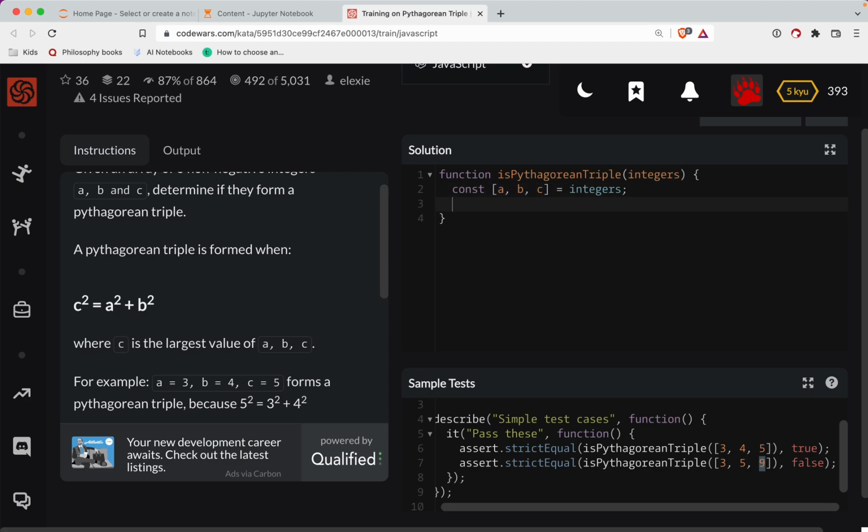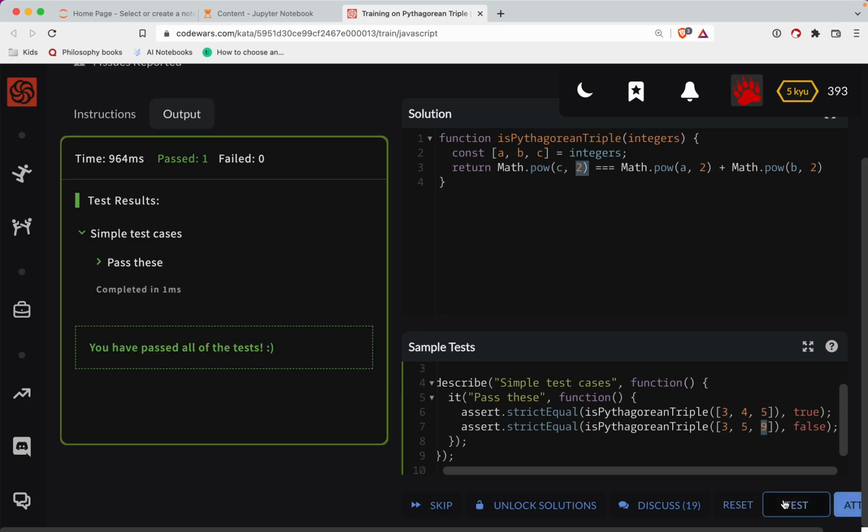So we're going to return, okay, is c squared, so Math.pow(c, 2). This is how we do squaring in JavaScript. You take something and we're raising it to the second power. Is this equal to Math.pow(a, 2) plus Math.pow(b, 2)? Okay, so the 2 here, that's the power we're raising things to. So we're squaring them all. So let's see if these are equal.